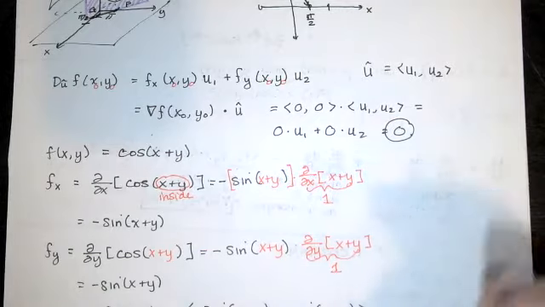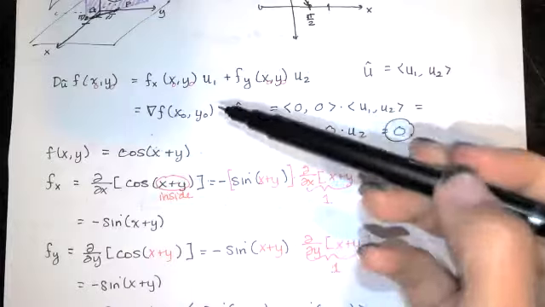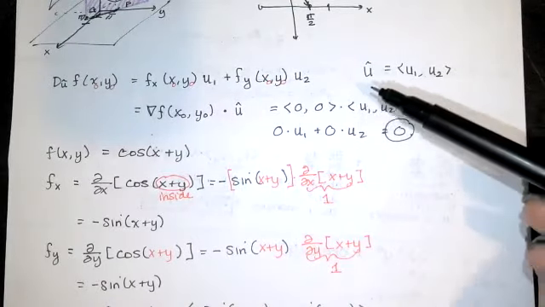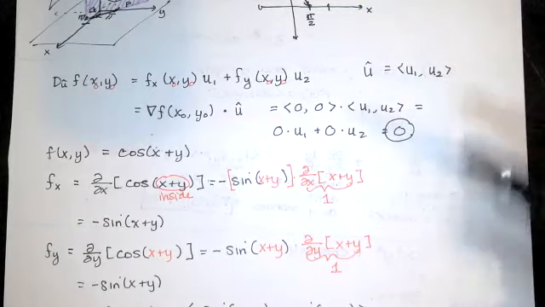Now, just in case you are working a different problem where your gradient at the point of interest is not the 0 vector, I want to show you how to compute the components of a u hat.